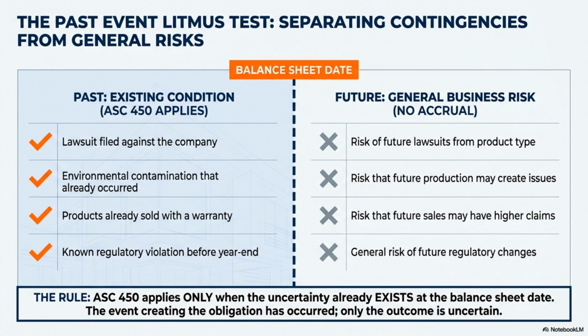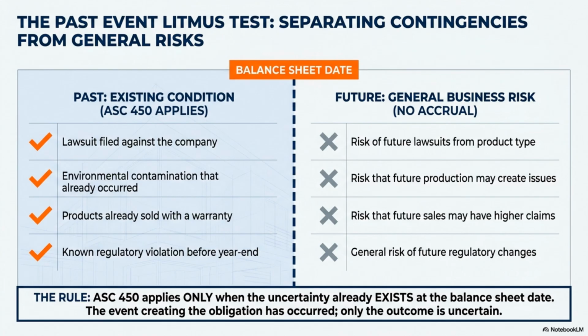Here is the first gate, and it is more important than most people realize. ASC 450 applies only when an obligation-creating event has already happened before the balance sheet date. Looking at the two columns here, the left side shows genuine contingencies. A lawsuit has been filed. Contamination has already occurred. Products have been sold with a warranty attached. A known regulatory violation happened before year-end.